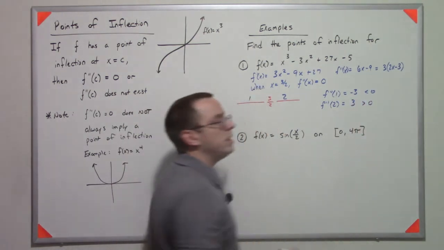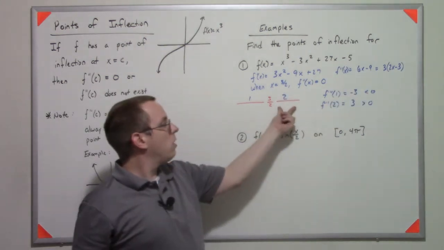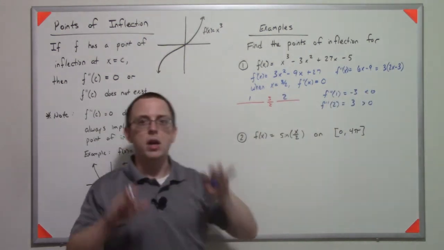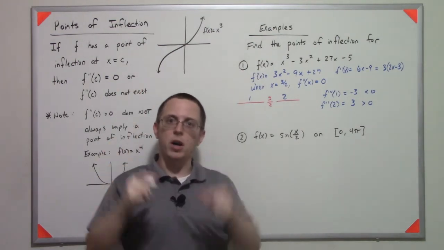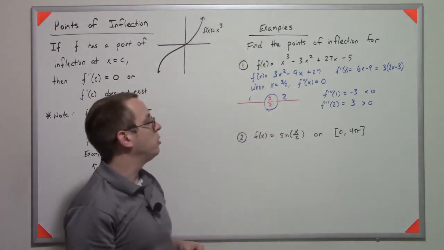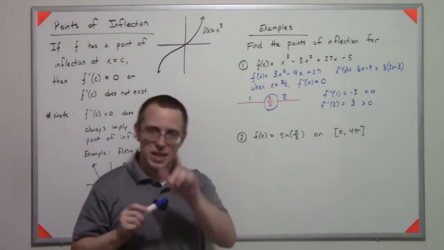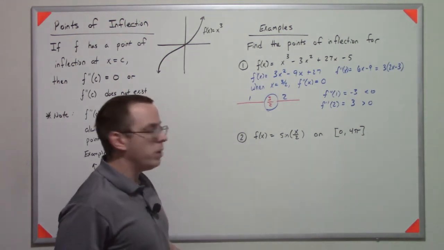Since that changed, it doesn't matter that this one's concave down and this one's concave up. The fact that it changed, whether it goes up to down or down to up, tells me that this is an inflection point. So x equals 3/2 is your inflection point. Now, similarly, we can do this problem here.